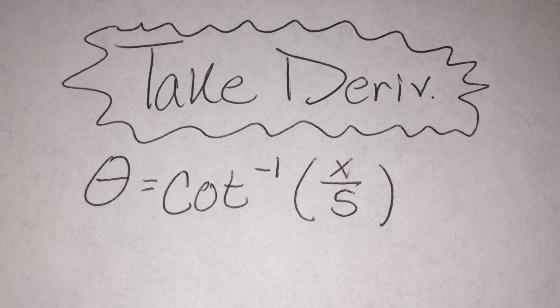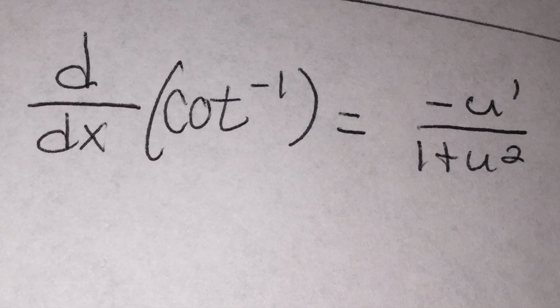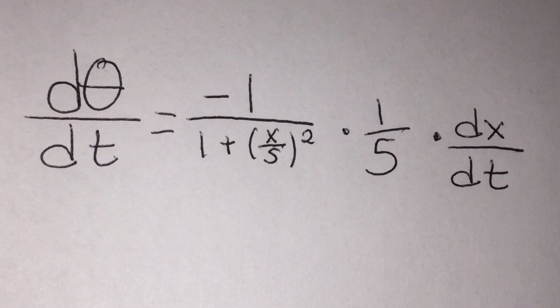We will now differentiate both sides of the above formula with respect to t. Before we take the derivative, let's not forget the formula for the derivative of inverse cotangent. The derivative of inverse cotangent is equal to negative u prime over 1 plus u squared. After we plug into the formula, we will get d theta over dt is equal to negative 1 over 1 plus (x over 5) squared times 1 over 5 times dx over dt.